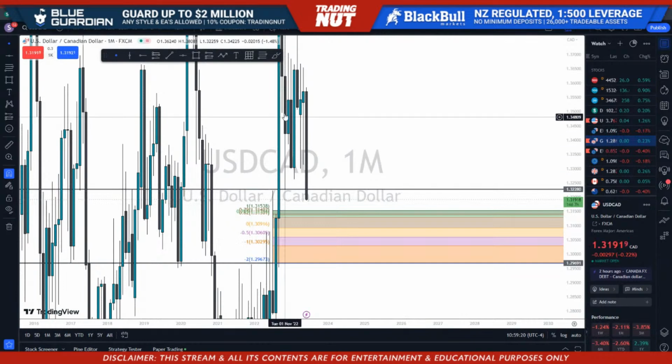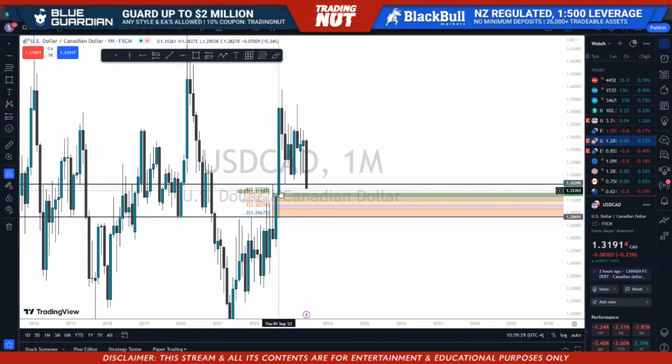We have this unfilled imbalance. We filled in most of it. I'll zoom out a little bit more for you. We had an imbalance created here, a buy side imbalance, sell side inefficiency. We filled in most of it. We had this gap left. It looks like it's traded into it now.